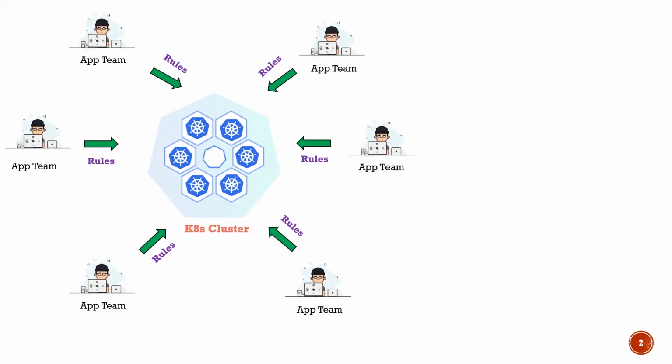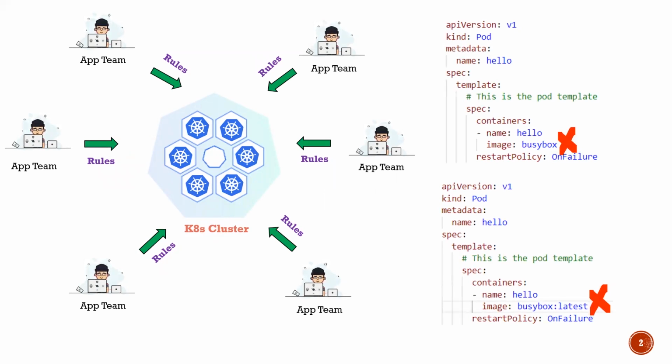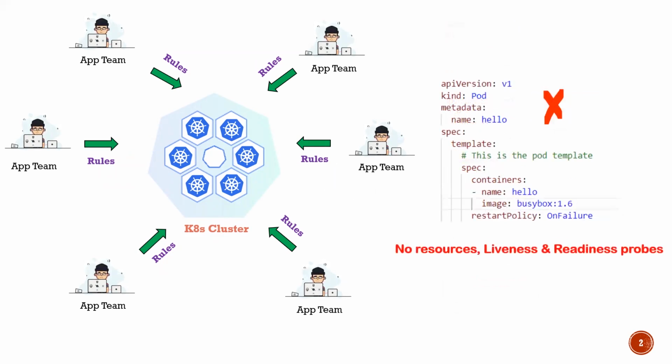A few of the common mistakes that application teams make are mentioning the image tag as latest, or sometimes ignoring the image tag completely. But I want all the teams to specify a proper tag. Other common mistakes are not mentioning the resource block, liveness probe block, and readiness probe block.